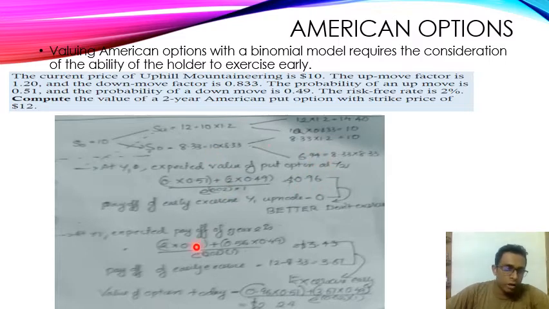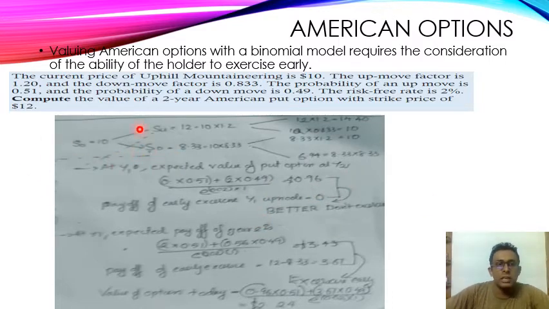Then standing at year 1, I'll decide whether I'll be exercising early or moving to the next year. Standing at 1, I see that if I exercise at 12, my exercise payoff is 0. I'll not be gaining anything, so better I won't be exercising at this point. So coming to scenario 2.